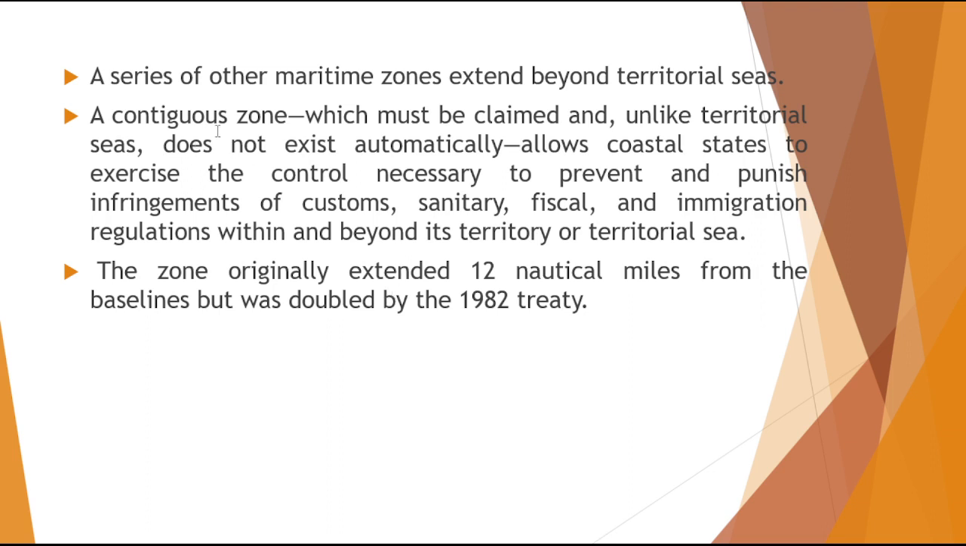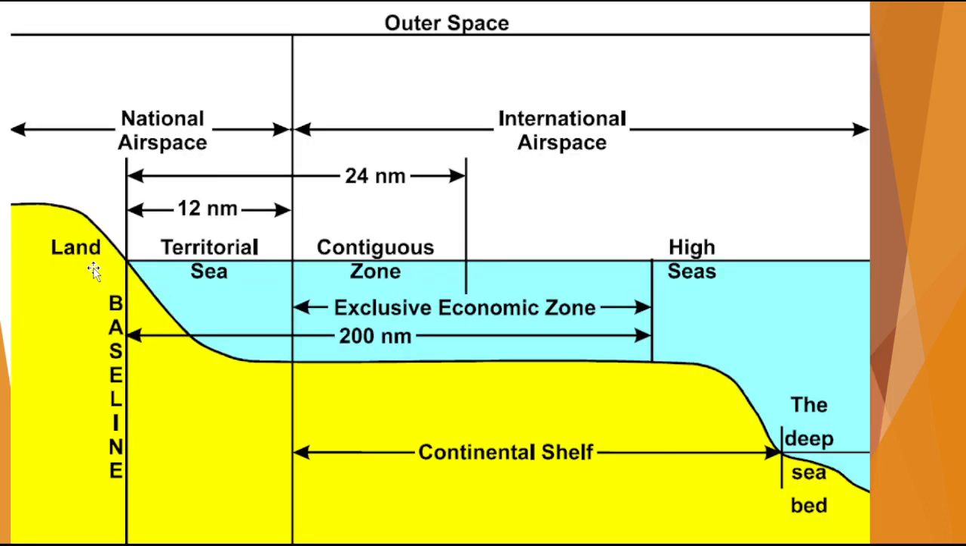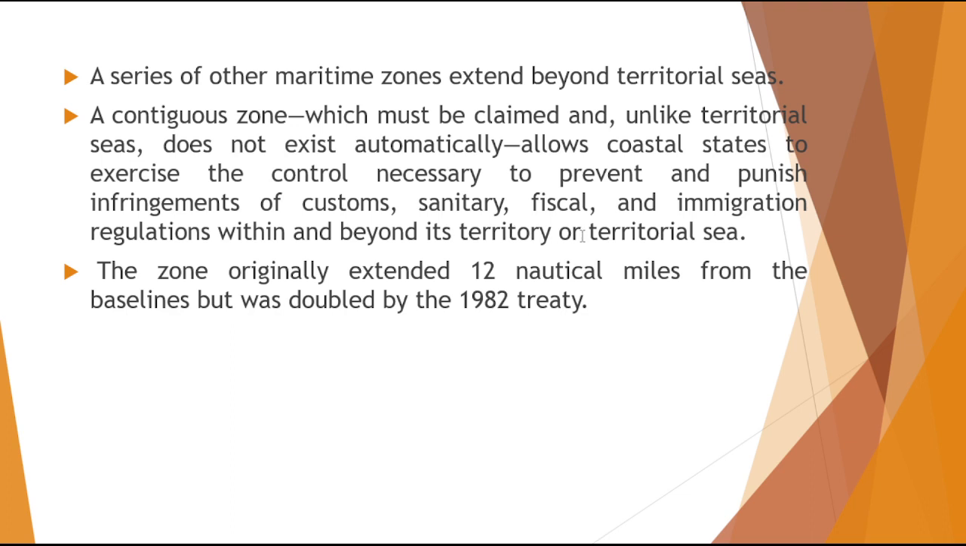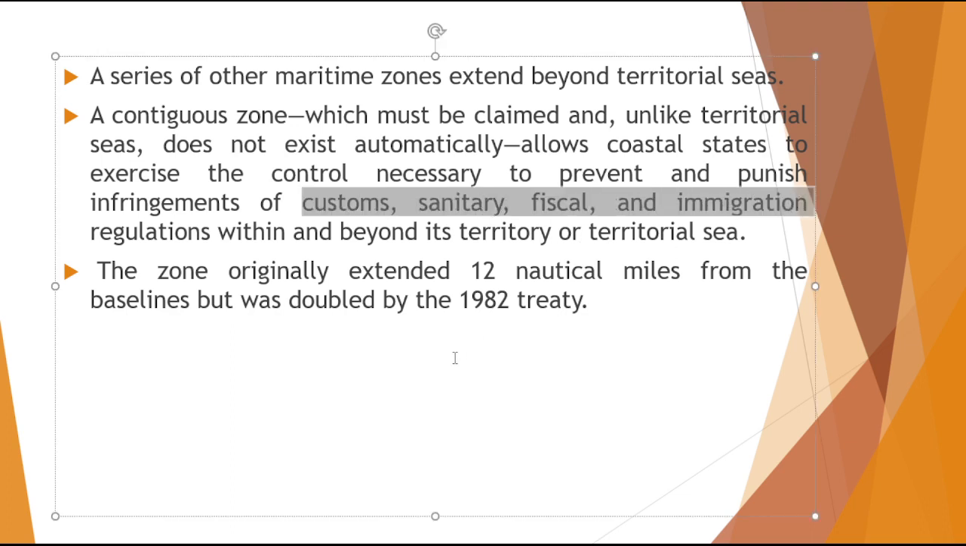In this case, the contiguous zone allows the coastal state to exercise the control necessary to prevent and punish infringement of customs, sanitary, etc. So here, the main difference between the territorial sea and the contiguous zone is that in the territorial sea, you have every sovereign right as you have on land, except for allowing innocent passage of ships. But in the contiguous zone, you have certain jurisdiction limited only to sanitary, fiscal, immigration, etc. This is what they have talked about: sanitary, customs, fiscal, and immigration only. Now this zone is established when extended to 12 nautical miles from the territorial sea, right?